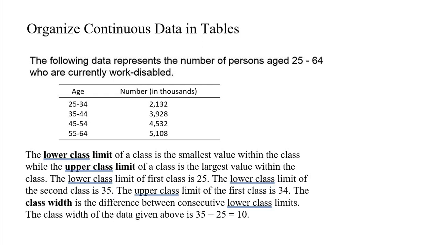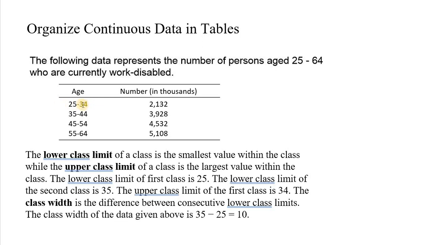So let me show you an example here. The following data represents the number of persons aged between 25 and 64 who are currently work disabled. So you notice the range here is huge. It's not a number smaller than, let's say, 10. The range between 25 and 64 is big. So if it's more than 10, I would say we create, let's say 13, interval classes. As you can see here, we created intervals for the ages.